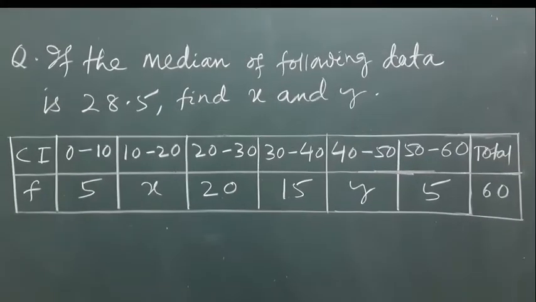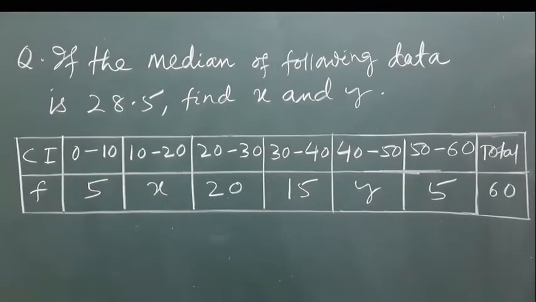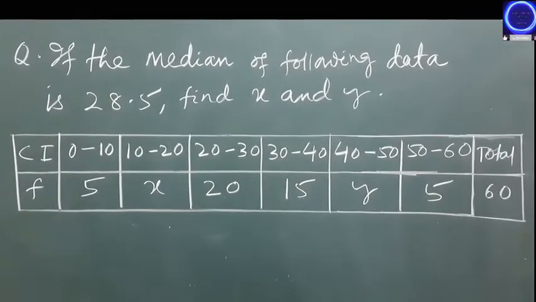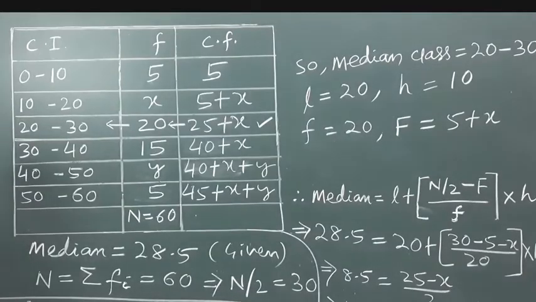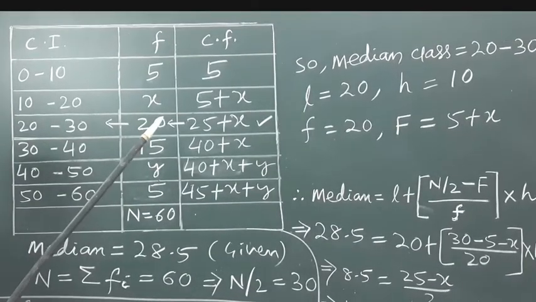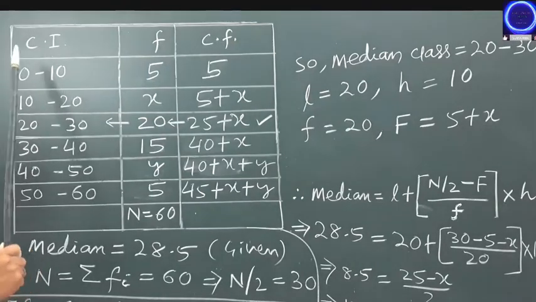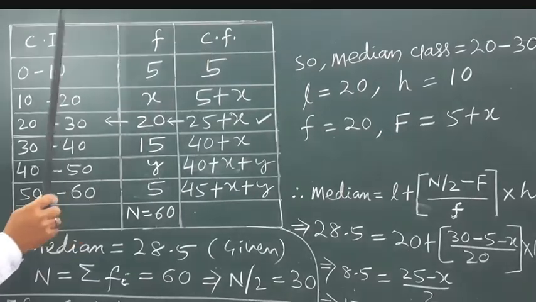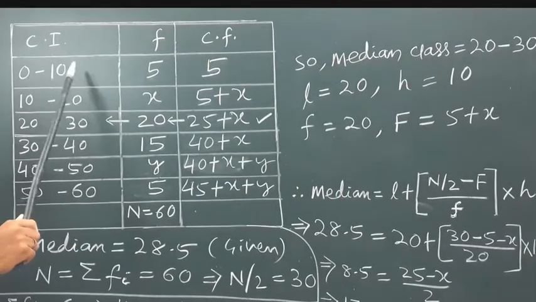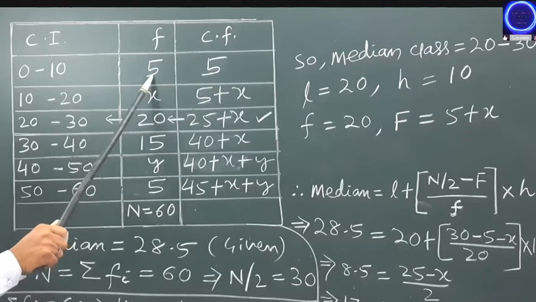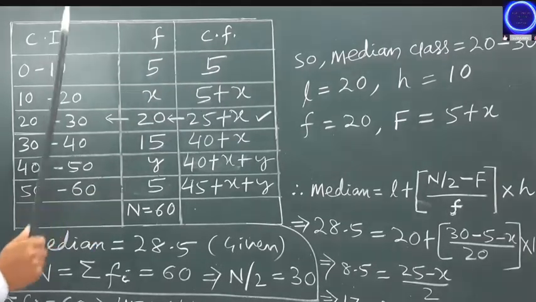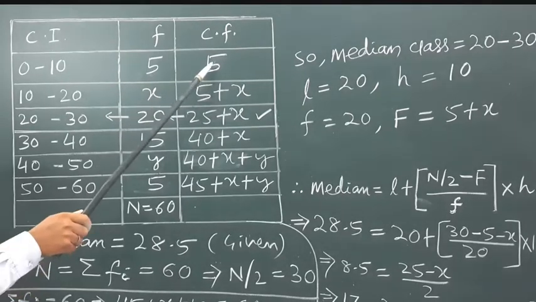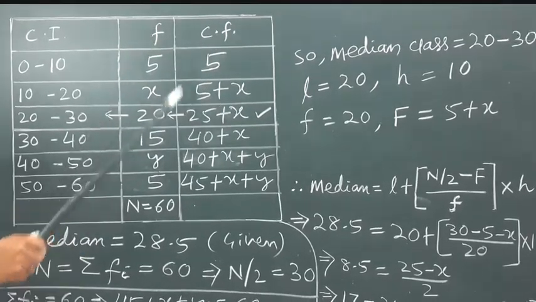Here is the next question. If the median of the following data is 28.5, find x and y. Let us solve. Here is the solution. Make the table containing class interval, frequency, cumulative frequency. The class interval 0 to 10 has frequency 5, and CF is also 5. For the next class 10 to 20, the frequency is x, so CF is 5 plus x, and so on.